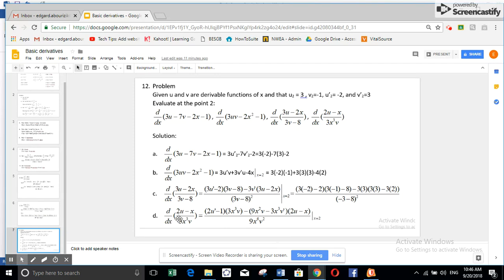I got the result. The last one for this presentation is of the form u over v. 2u prime minus 1, derivative of x is 1 and u is u prime, times denominator. Don't forget minus. Denominator is of the form u times v. So I do it u prime v plus v prime u. So 9x squared times v plus v prime times 3x cubed. Sorry, there is a mistake. Here it must be plus. So into 2u minus x, so here it's a plus over denominator square, and then you replace x by 2. Hope that you understood the basic derivative.